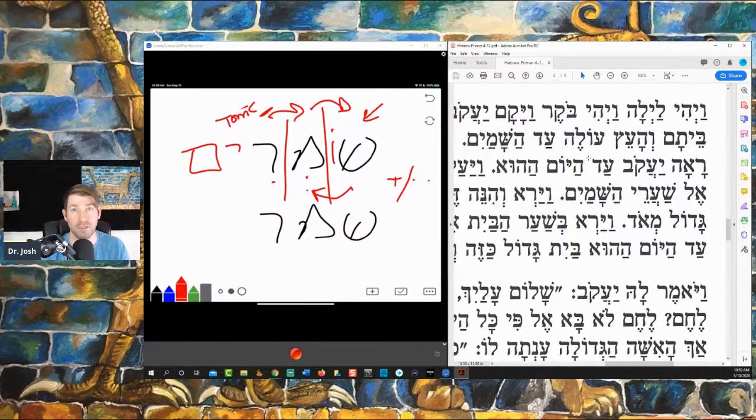So we would get shomerim, shomrim. So shomer, shomeret, shomrim, and shomerot. Shomer, shomeret, shomrim, shomerot. These are the participles, qal active participles.